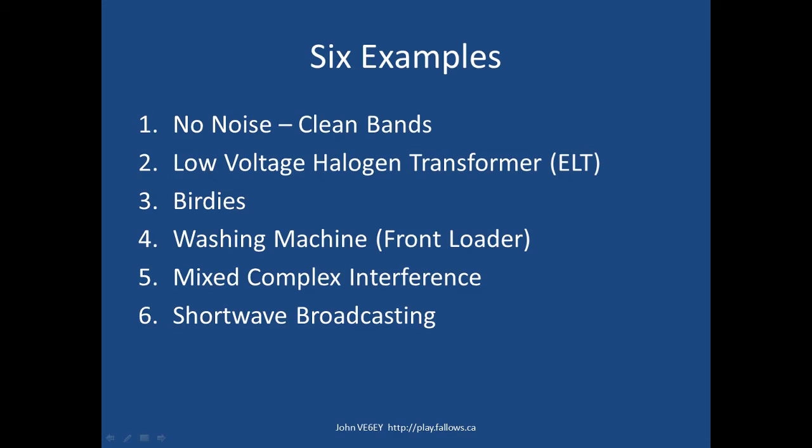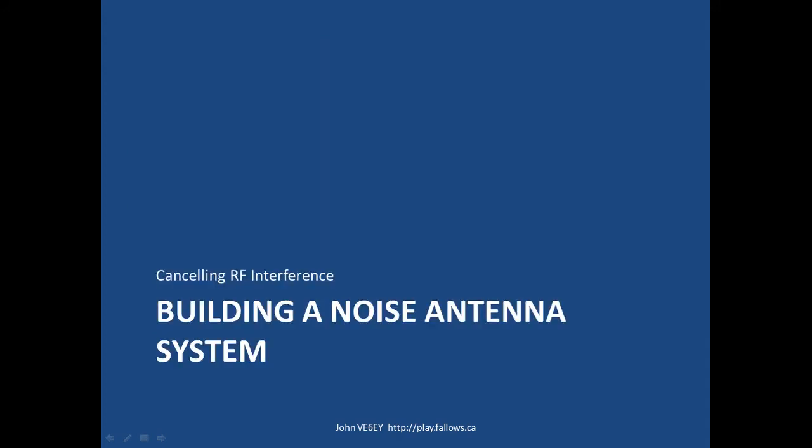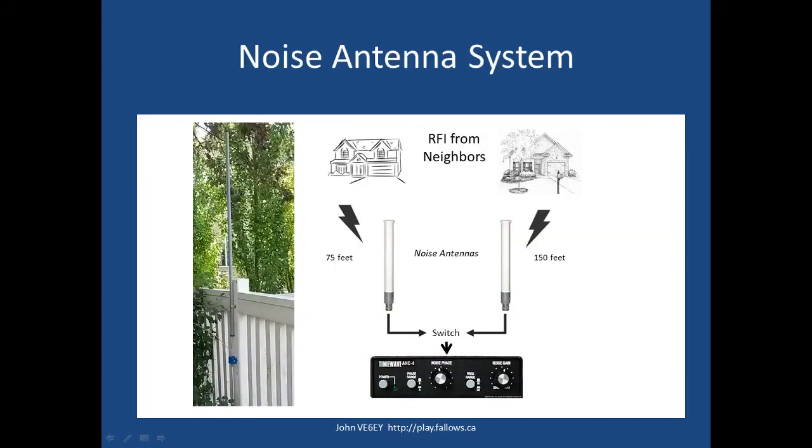So there you go. There's my examples of how well these noise cancelers work on a variety of different noises and a variety of different frequencies. The trick to getting good performance is to build a good noise antenna system. In my case, I built two vertical antennas, voltage probe antennas, and I'll show you how I made them in just a minute. They're basically a piece of plastic tubing with a wire running in it, and I have them positioned at the edges of my property as close as I can get them to the neighbors that have the most noise that I have to deal with.